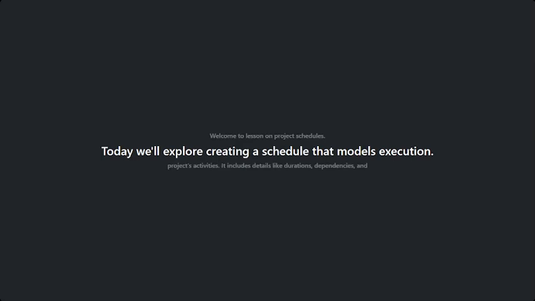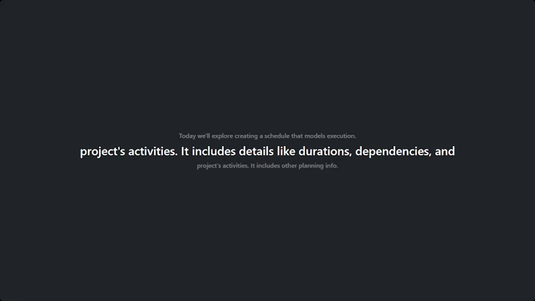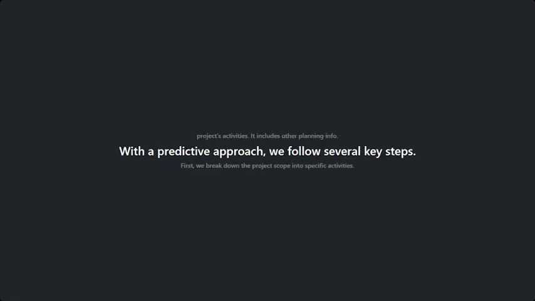Development. Today we will explore how to create a schedule, which is a model for executing a project's activities. This model includes details like durations, dependencies, and other planning information. Schedule planning can use either predictive or adaptive approaches. When using a predictive approach, we follow several key steps.